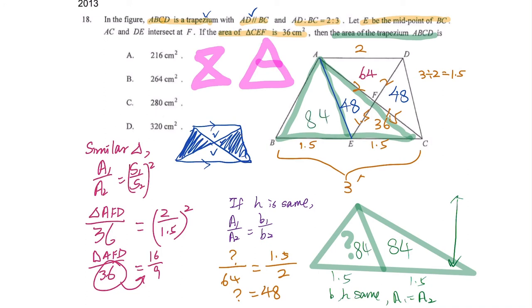Now that you have found everything, just add all of them up, and then that will be your final answer, which is, hope you are using calculators, so it will be 280 cm squared.